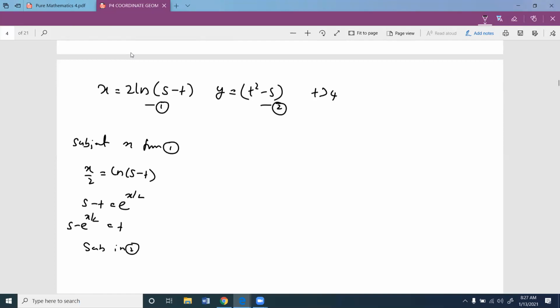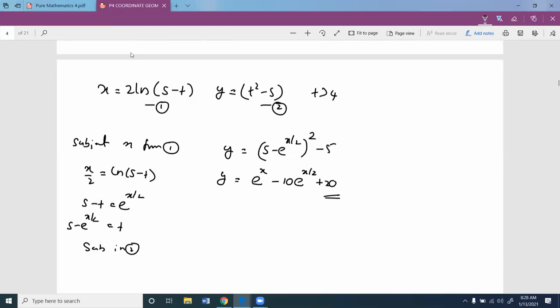So you can say y equals (5 minus e to the power x over 2) whole thing squared, minus 5. If you just square this, it turns out to be e to the power x, minus 10 e to the power x over 2, and 25 minus 5 is plus 20. This is the way of getting this answer.